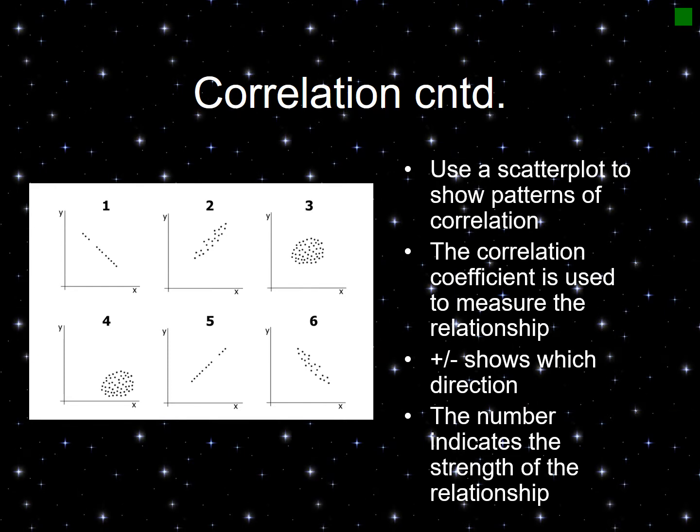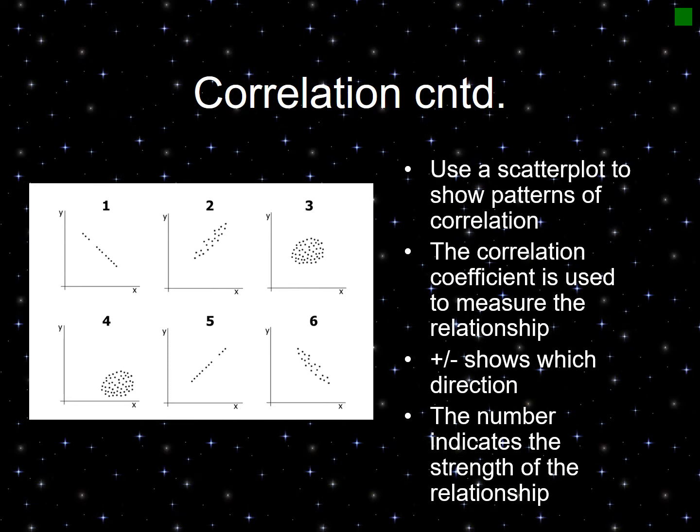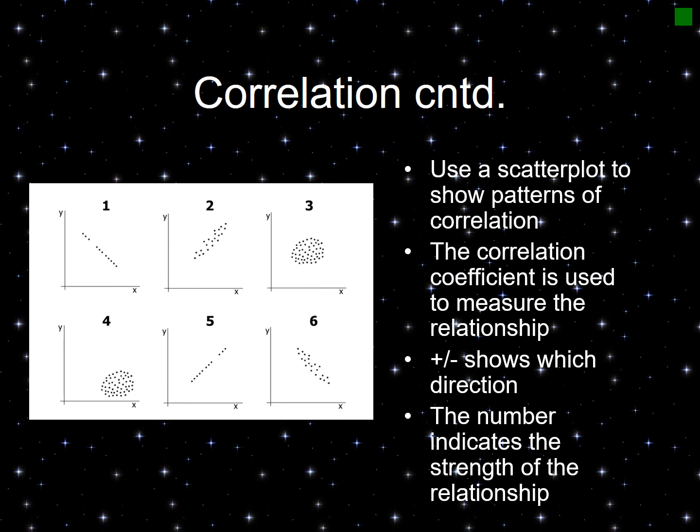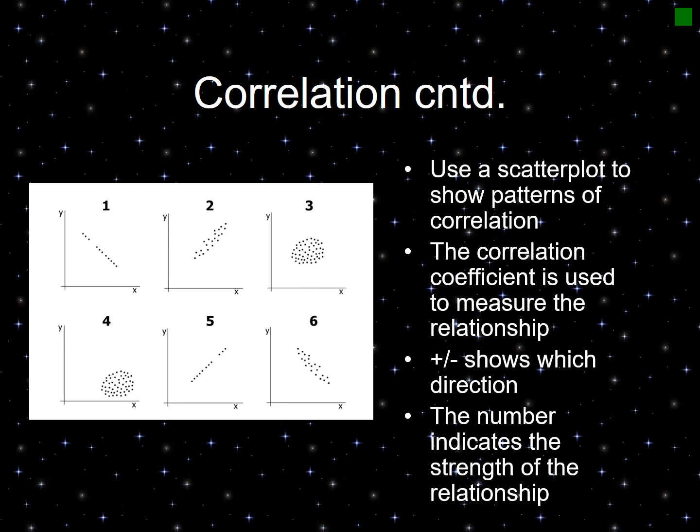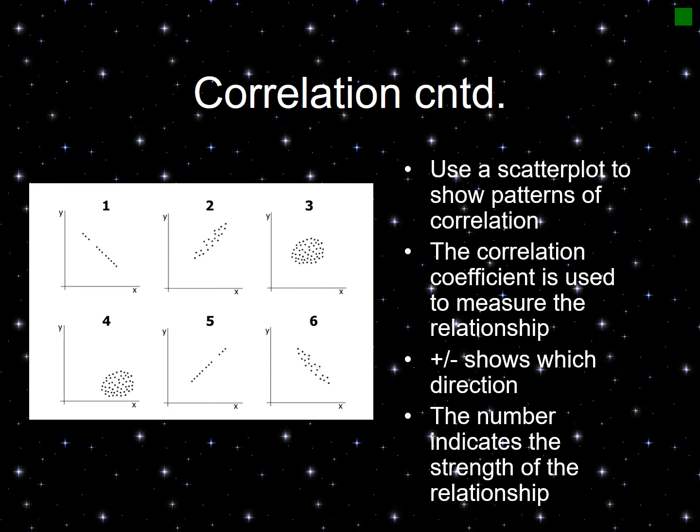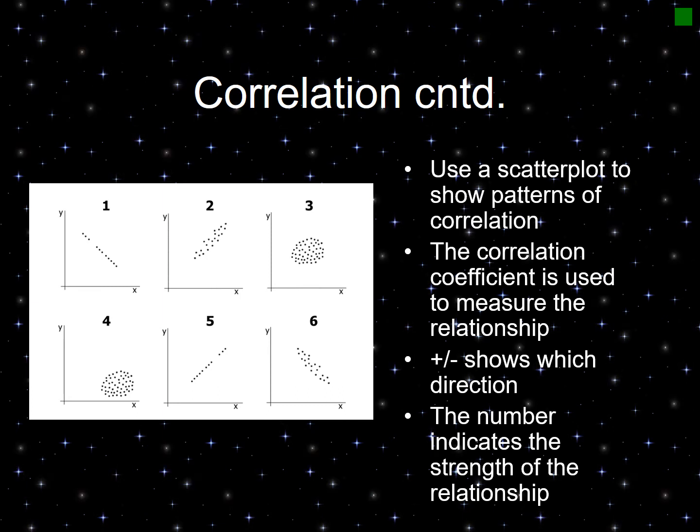So look at number 2. Do you think that has a positive or negative relationship? If you said positive, you are correct. So what about number 6? If you said negative, you are correct. Now 3 and 4, what you do is draw a best fit line, but you can't really draw a best fit line with 3 and 4. So that shows that they have no relationship.